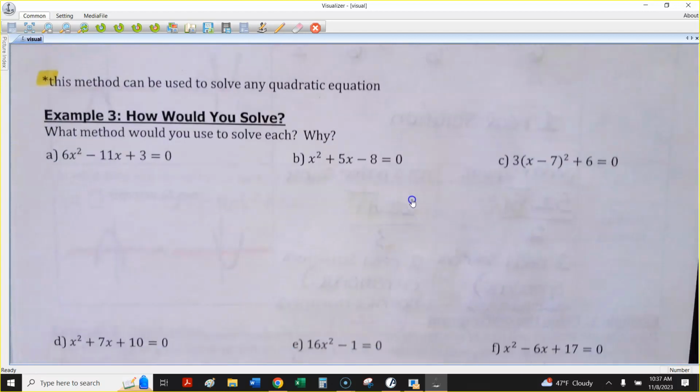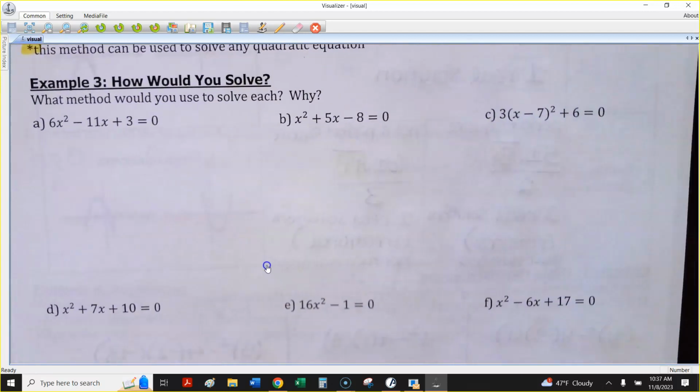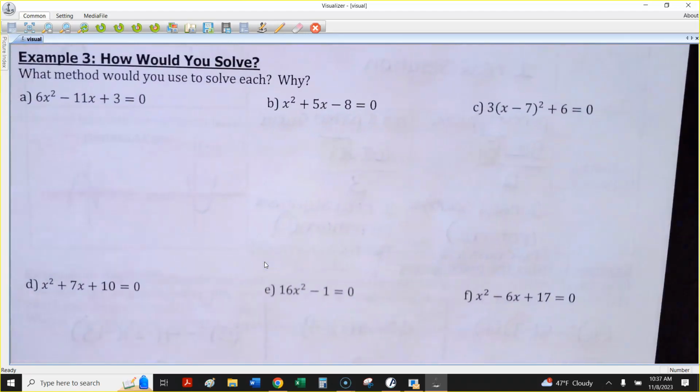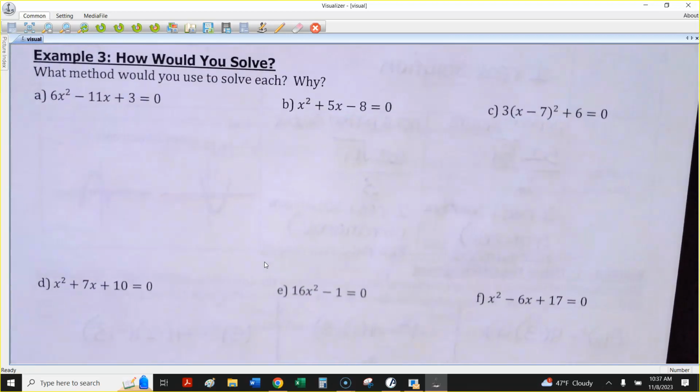Okay, so if we look at these questions here, I'm not asking you to solve, just which method you would pick of the 5, for yourself. It doesn't have to be the same as mine or somebody else next to you, but maybe which one would be the easiest.